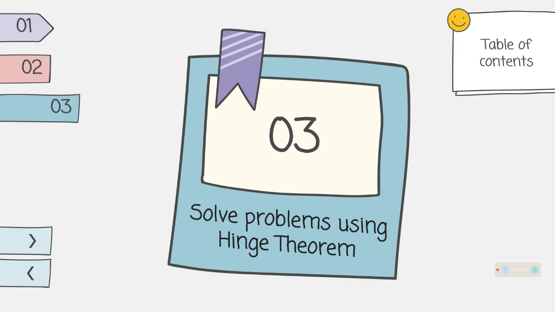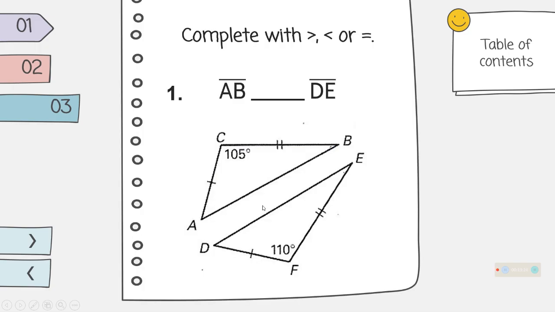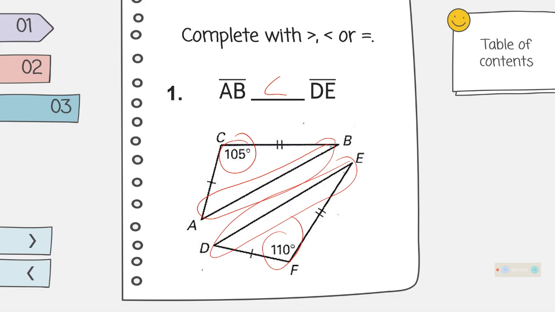Next, let's have now the third objective. So we have to solve problems using Hinge Theorem. Okay? So you are going to complete with greater than, less than, or equal. This relation symbol. So using the accompanying figure, let us have segment AB compared to segment DE. Again, segment AB compared to segment DE. It is? Yes, so we have less than because you only have here 105 compared to 110.